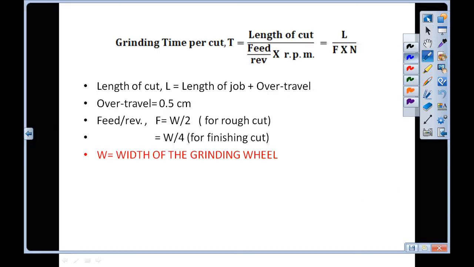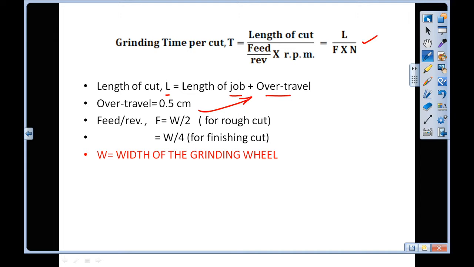So here is the formula for grinding time per cut, that is equal to length of cut divided by feed per revolution multiplied by RPM. So grinding time per cut is T = L / (F × N). Now what is L? L is the length of cut and is equal to the length of the job plus over travel, and we generally take over travel as 0.5 centimeter.